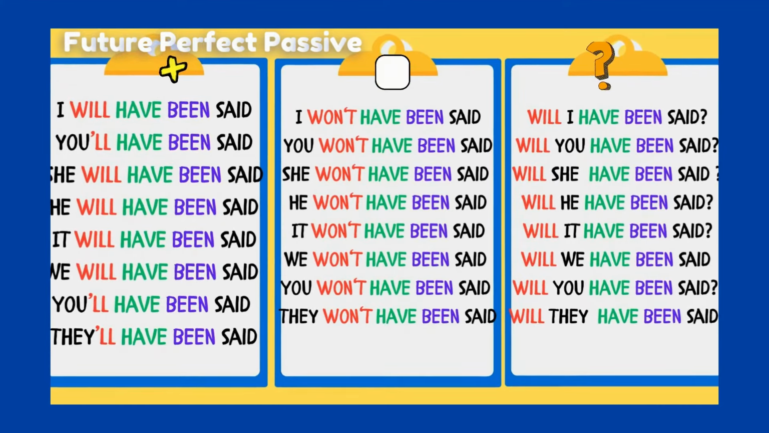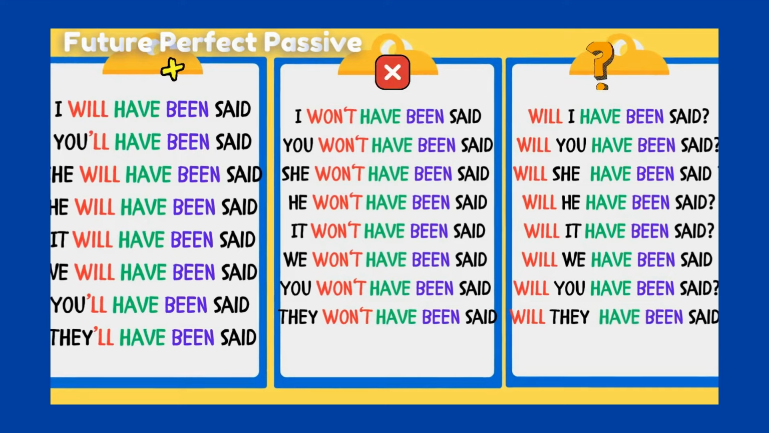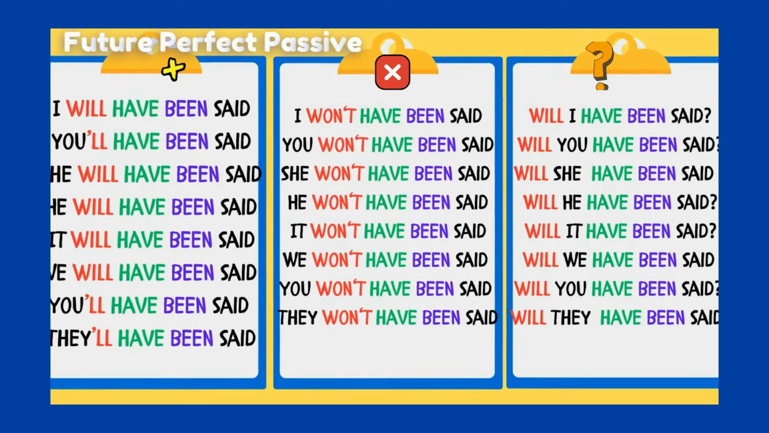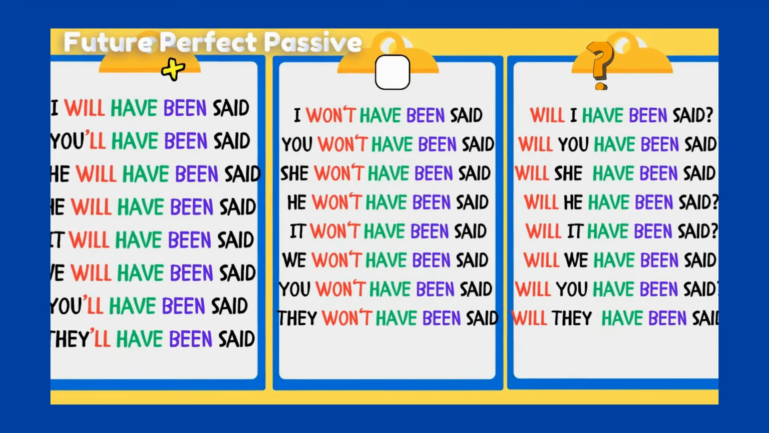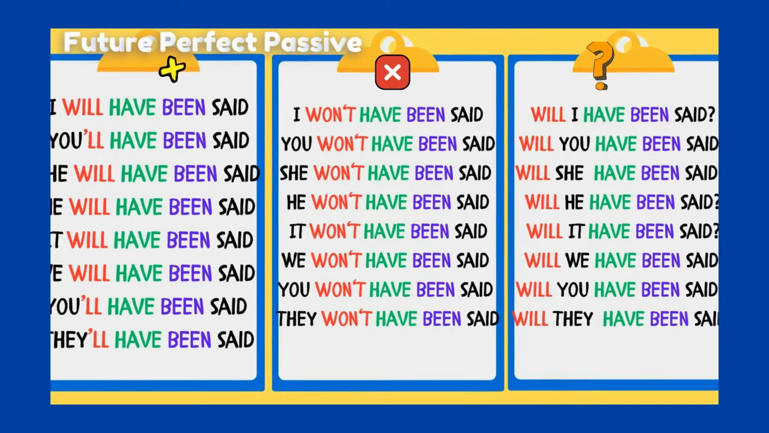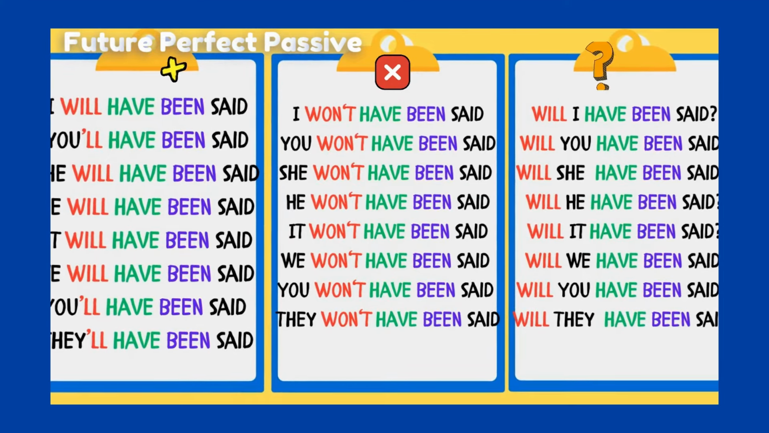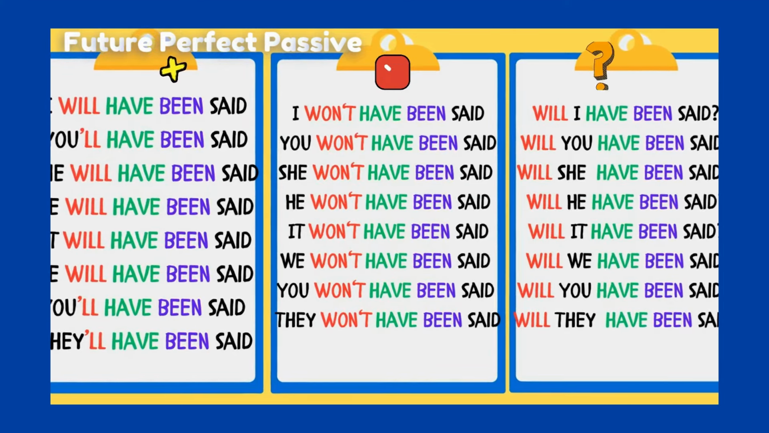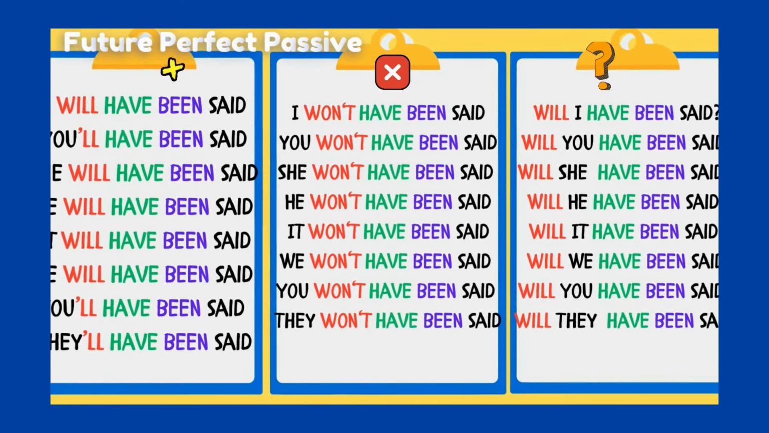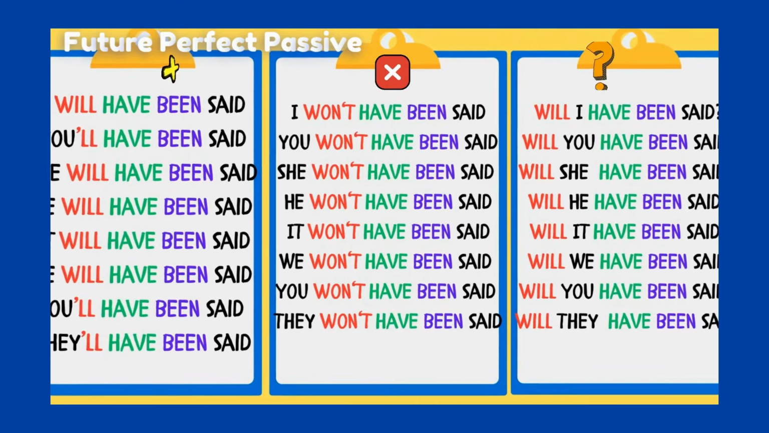In questions, will I have been said? Will you have been said? Will she have been said? Will he have been said? Will it have been said? Will we have been said? Will you have been said? Will they have been said?